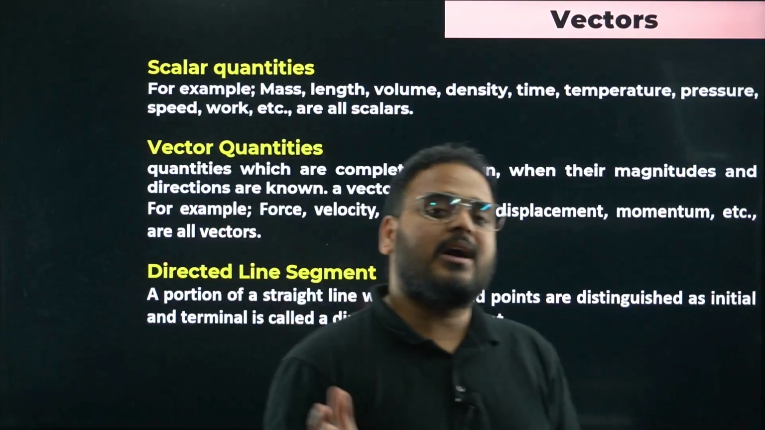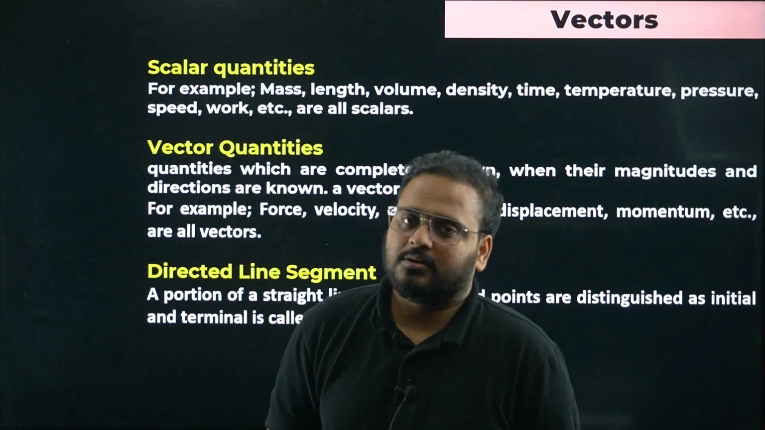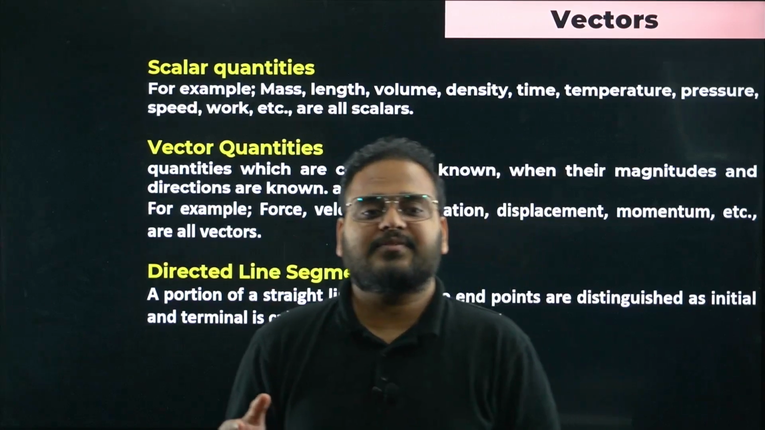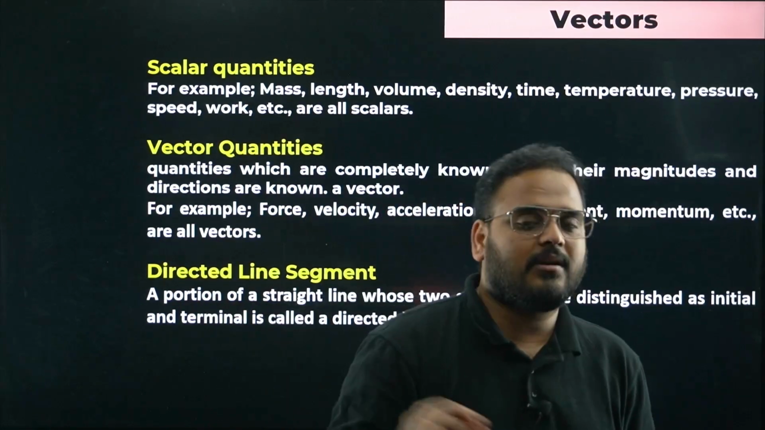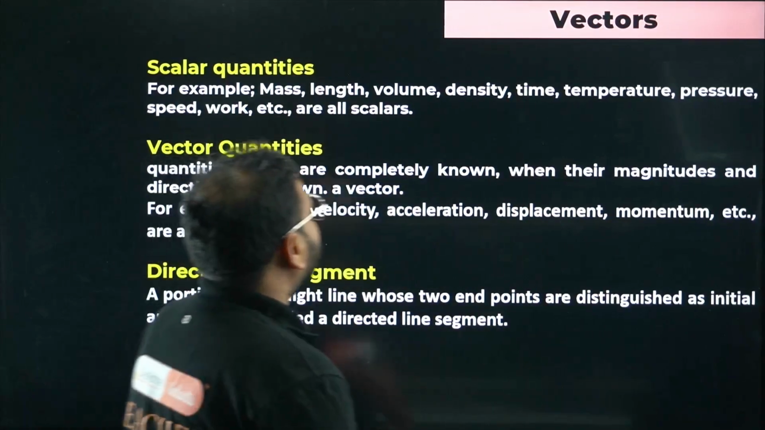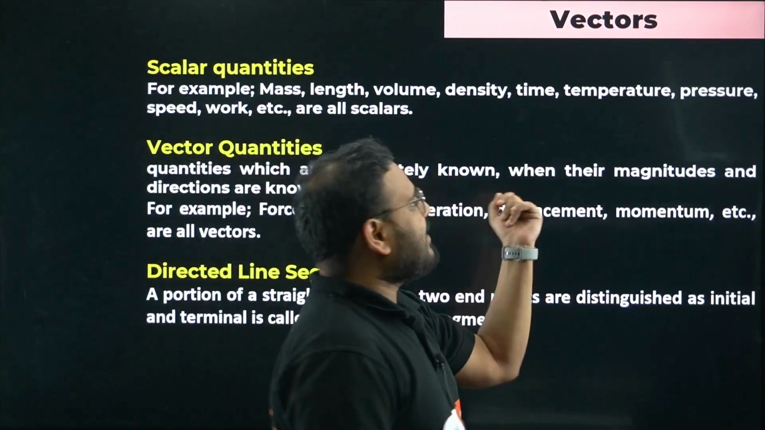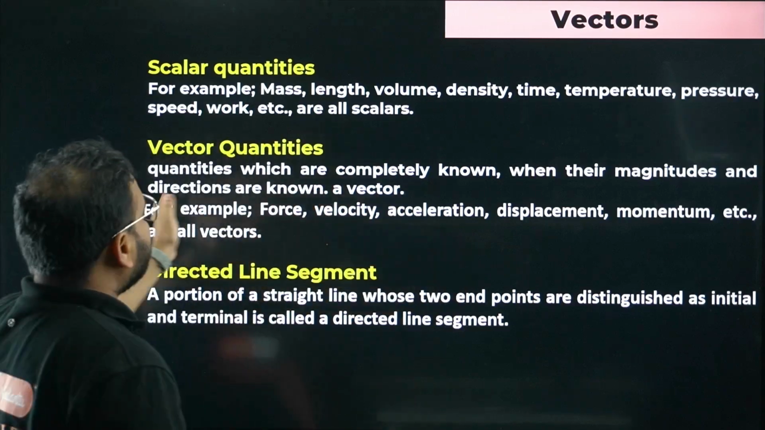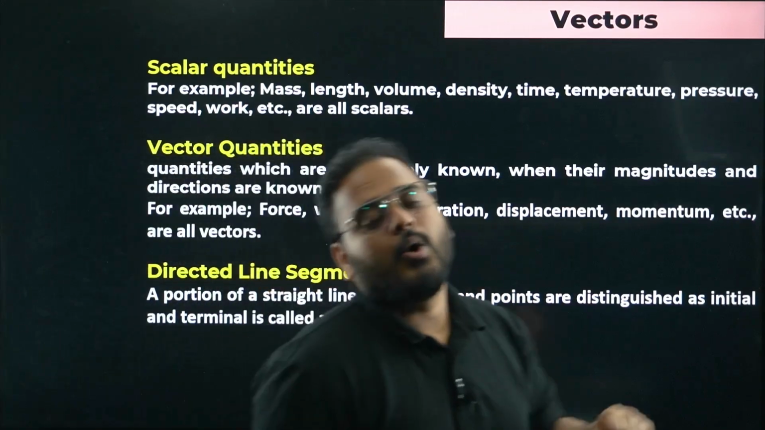You don't say the length of the car is 2 meters towards north or towards south. That's not how it's defined. Just the length will be defined using the quantity value itself, the magnitude itself. Same way for volume, density, time, temperature, pressure, speed, work, etc. These are all scalar quantities.